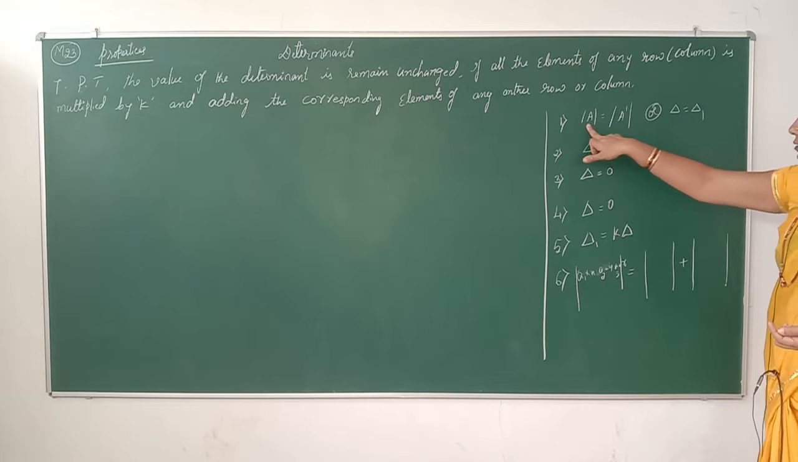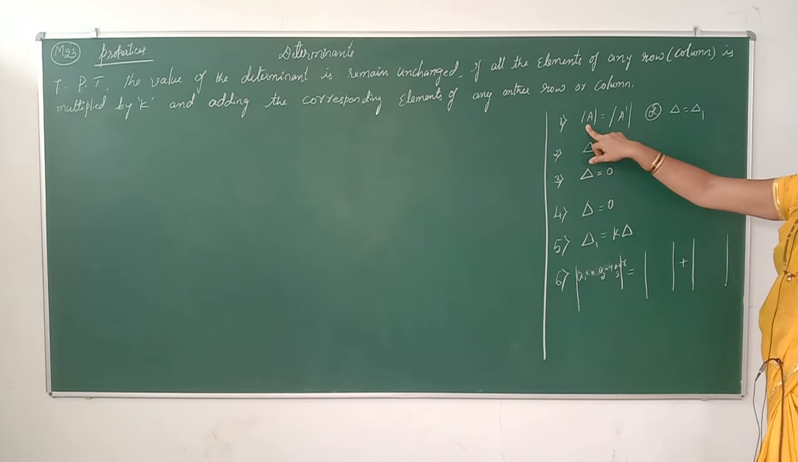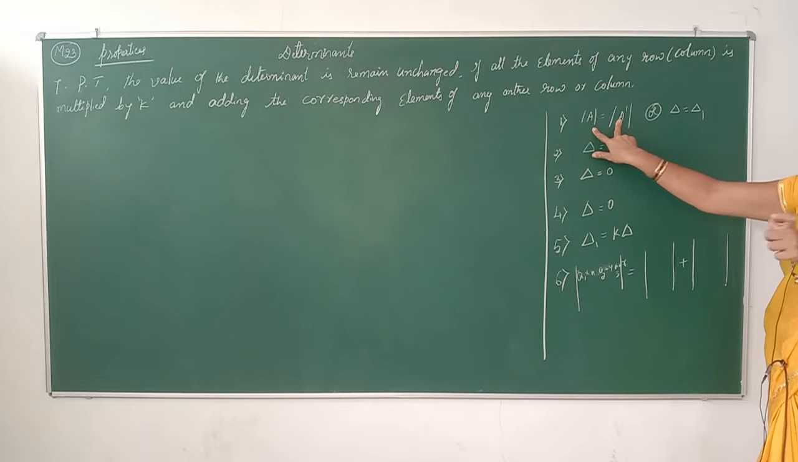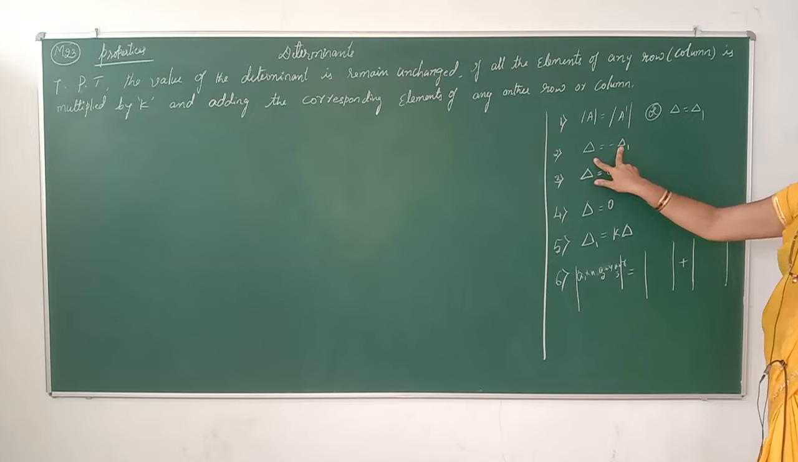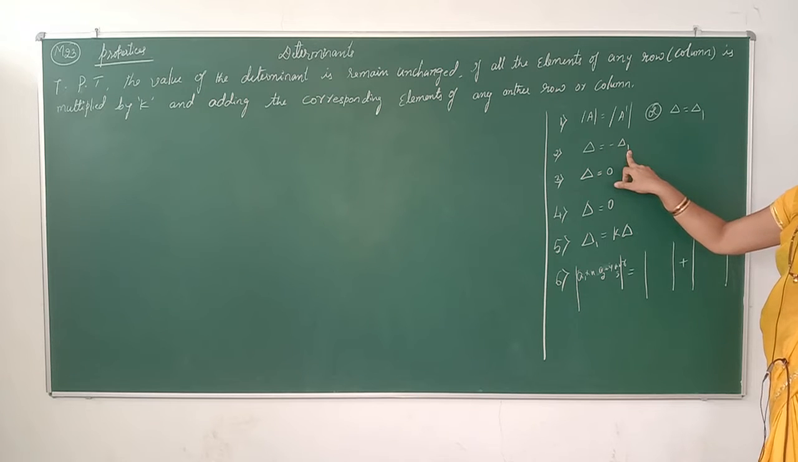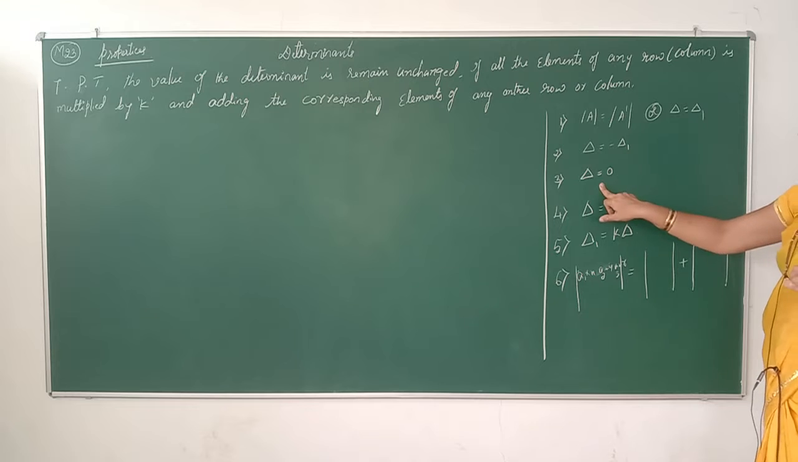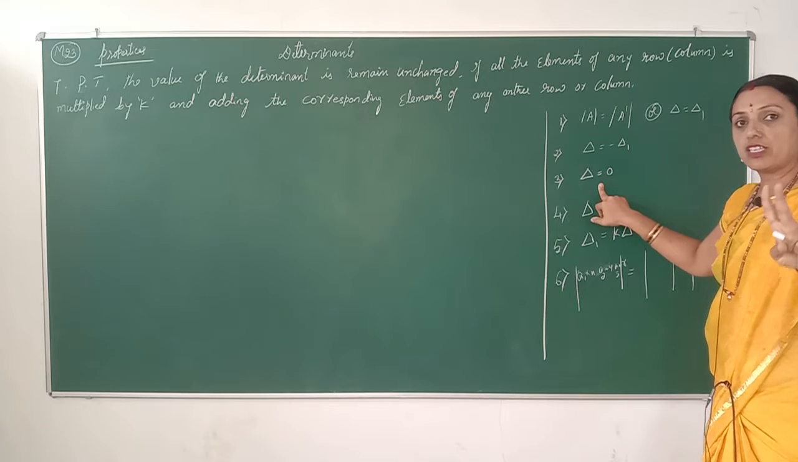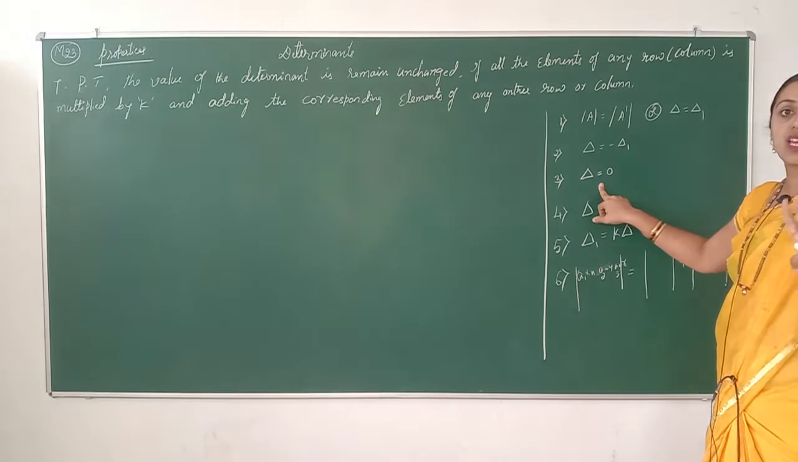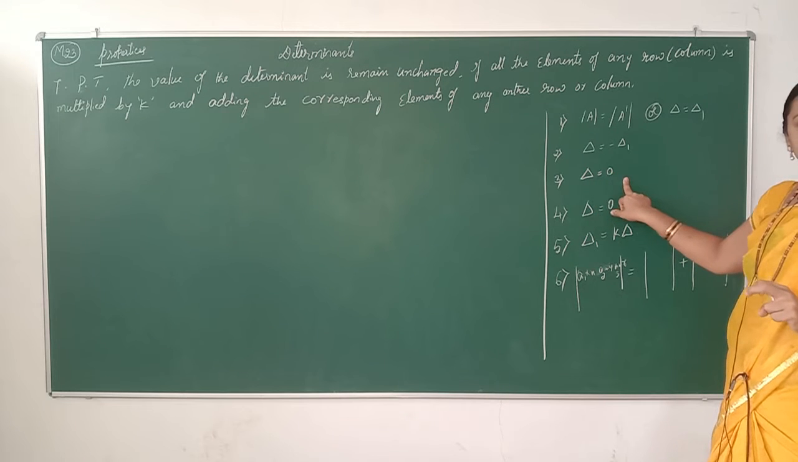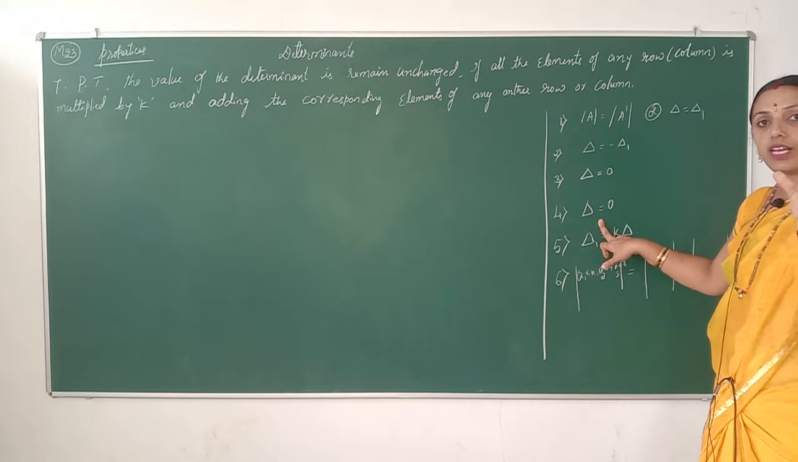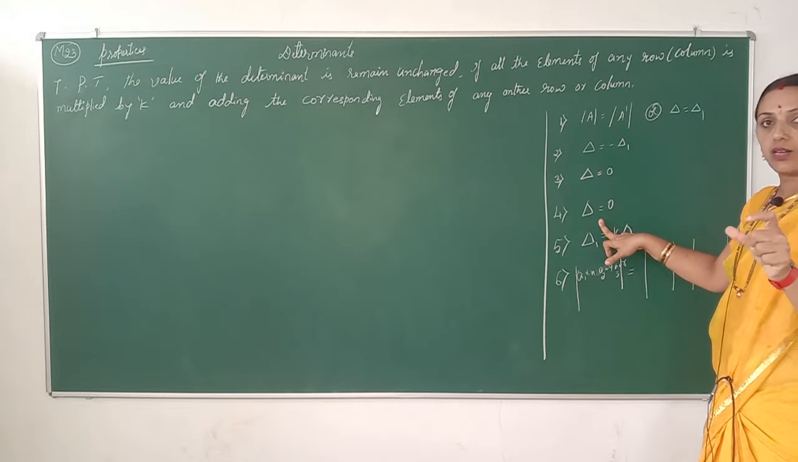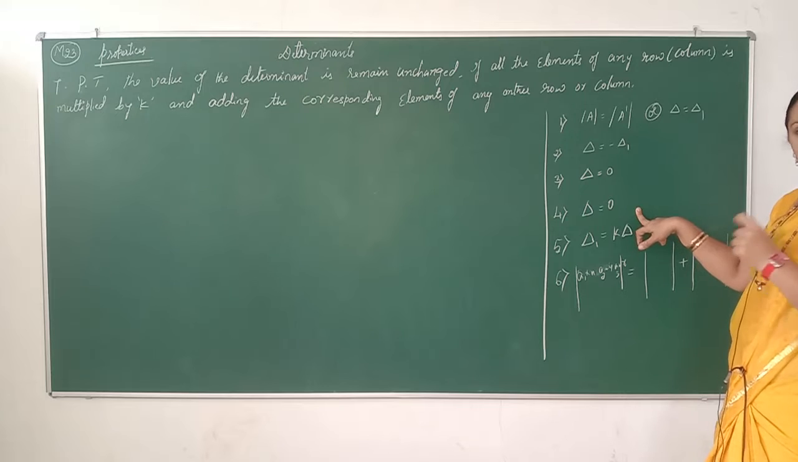Again, once more we will recall. First one: if all the elements of rows and columns are interchanged, then the value of the determinant is not altered. Second: if any two rows or any two columns are interchanged, then the value of the determinant changes its sign. Third: if all the elements of any two rows or any two columns are identical, then the value of the determinant is 0. And fourth: if all the elements of any row or any column are 0, then the determinant value is also 0.